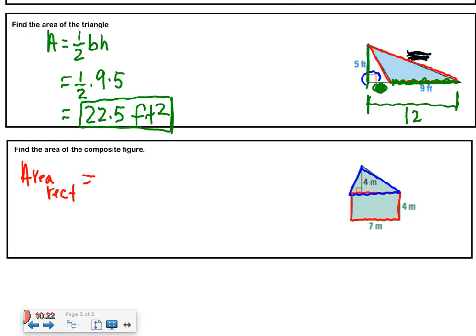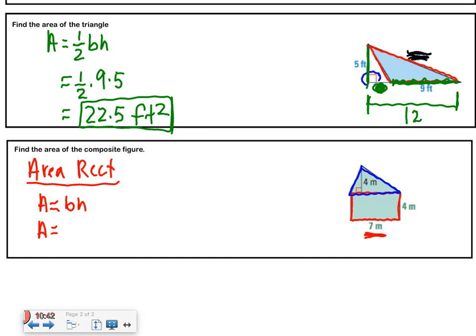Area of the rectangle. We're going to put area of rectangle. So we know the area of a rectangle equals our base times height. So what is our base? We have a base of 7 and a height of 4. So 7 times 4. Crunching that out, we get 28 meters squared. Perfect.